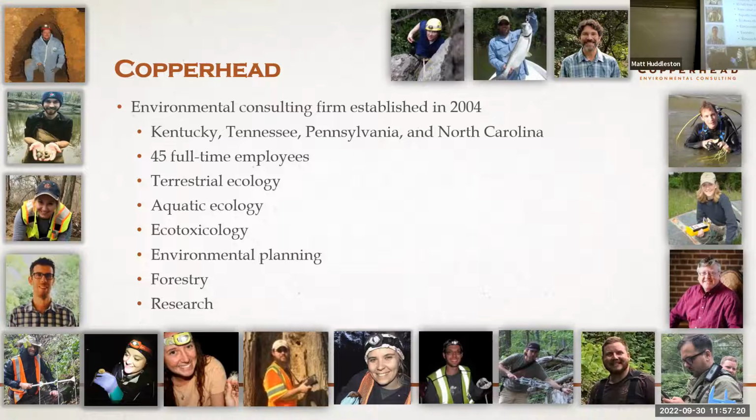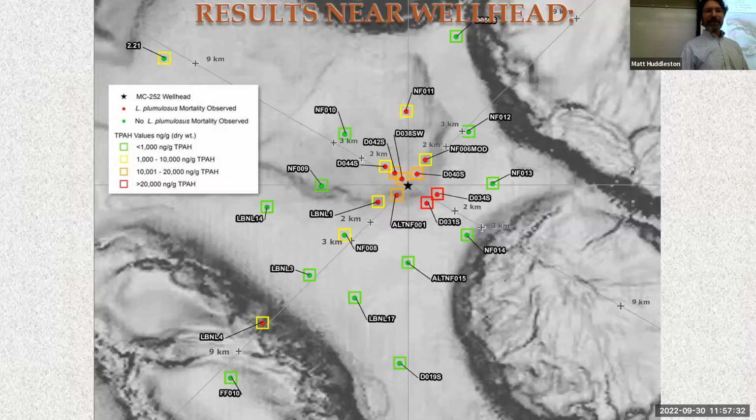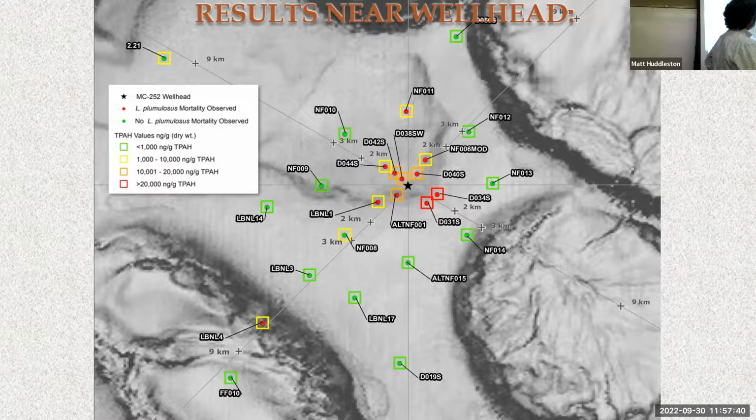Can you go back to your brain slide, where you were showing the mortality? This one? You said it was in like 2 kilometers. Yeah, so down here at 9 kilometers. I was wondering, since it was so close to the well, what caused that?